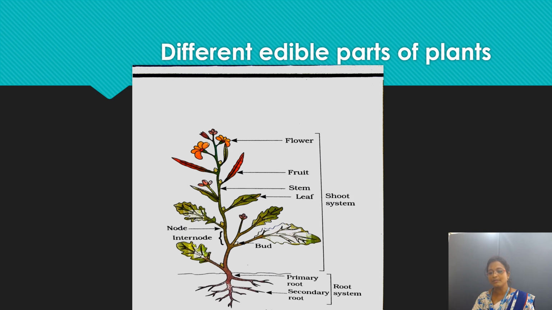So the shoot system consists of flower, fruit, stem, leaf, isn't it? And the root system consists of primary root and secondary root. So this is about this plant: here is the shoot system and here is the root system. The root system consists of only roots, that is primary root and secondary root, and the shoot system consists of flower, fruit, stem, leaf. Okay, so just practice this diagram. So we will move to the next.